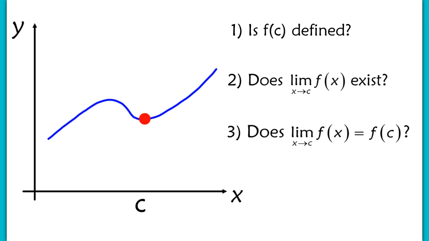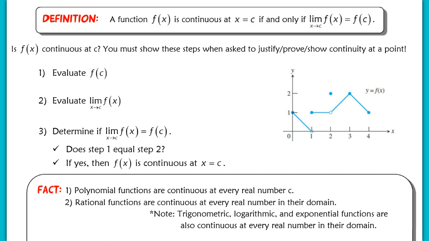Now, if we can say yes to all three of these conditions, then we say that our function is continuous at c. It is important to note that if a function satisfies condition 3, it must also satisfy condition 1 and condition 2, because obviously our function would be defined at x equals c, and the limit would also have to exist as x approaches c. That idea leads us to a definition we're going to use to decide if a function is continuous at some value c. A function f is continuous at x equals c if and only if the limit as x approaches c of your function is equal to f of c.